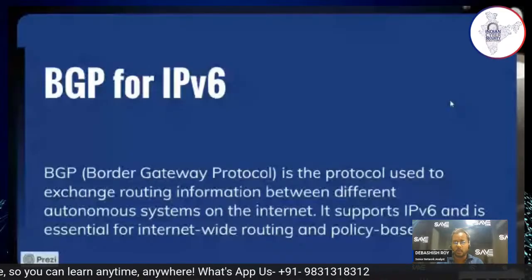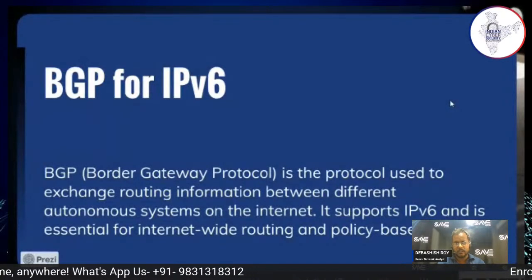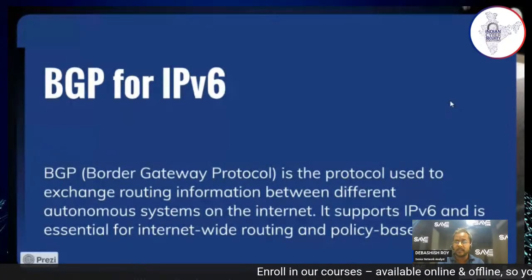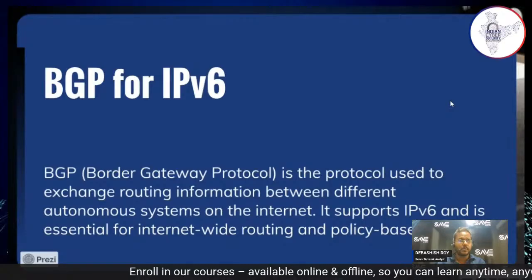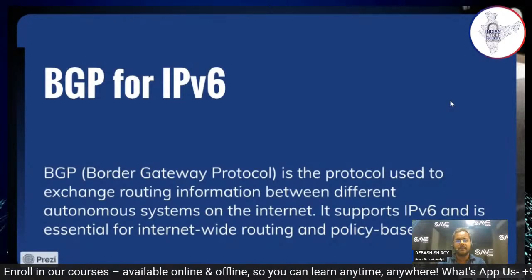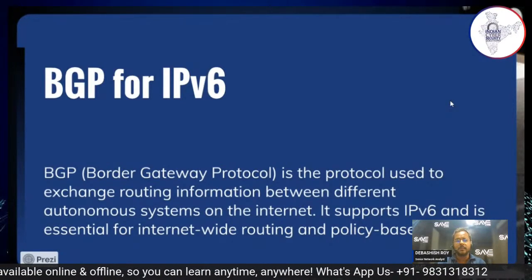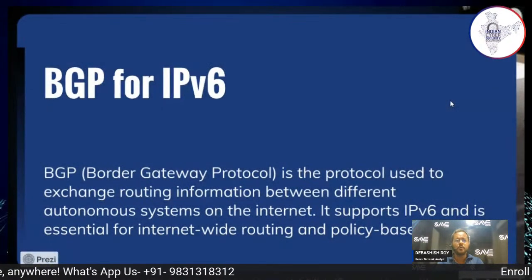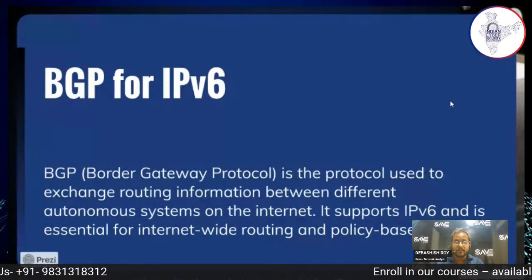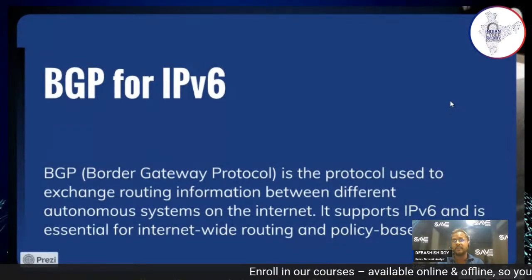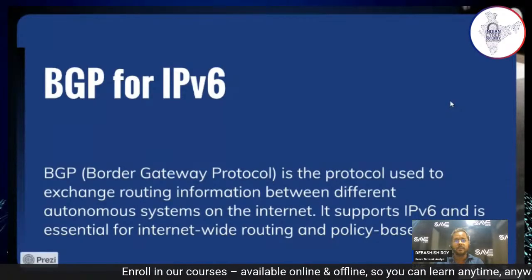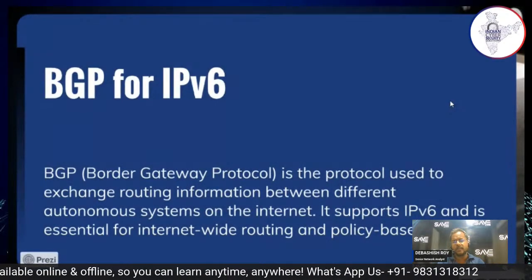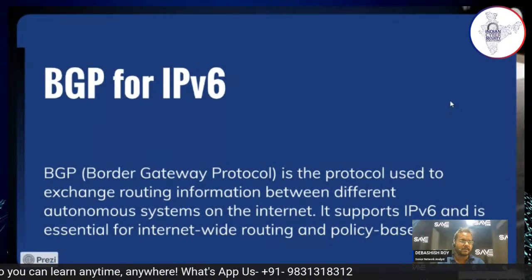And also BGP, Border Gateway Protocol for IPv6. BGP is a protocol used to exchange routing information between different autonomous systems on the internet, because it is an internet backbone protocol. BGP supports IPv6 and is essential for internet-wide routing and policy-based routing. Millions of routes, or NLRIs, network prefixes, are supported via BGP. That is why it is the protocol for the internet, not OSPF or EIGRP, because they are enterprise routing protocols. So definitely IPv6 support should be there, because otherwise you couldn't support all those NLRIs.